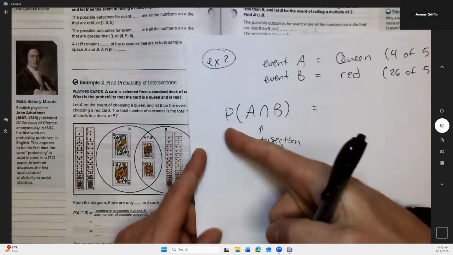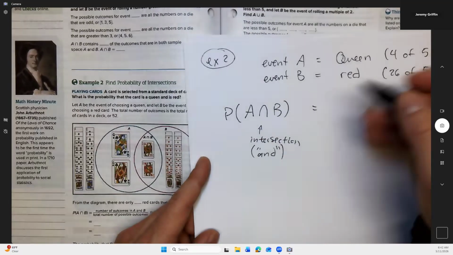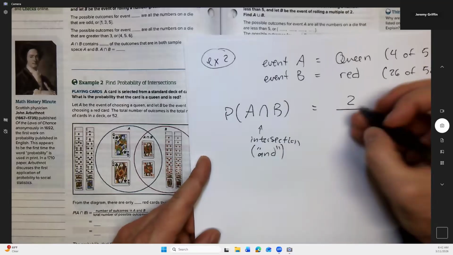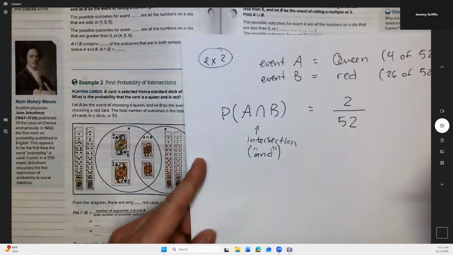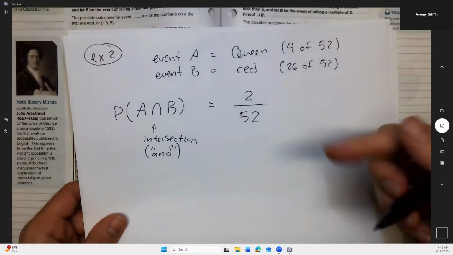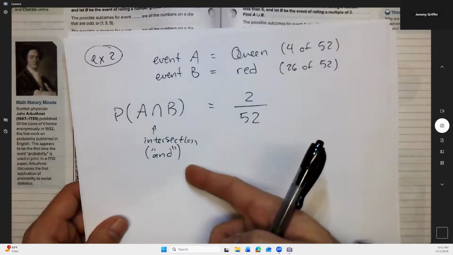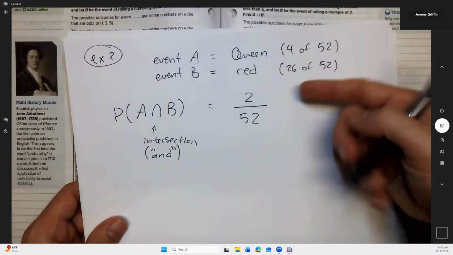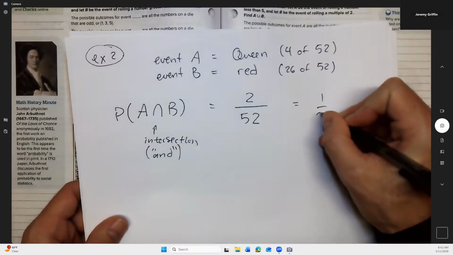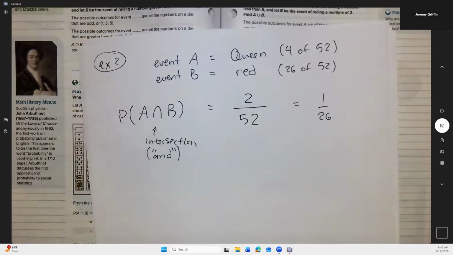Okay? But now the fact that we're doing probability, that was not different than the last one. I'm going to make a fraction, 2 out of 52 cards. Because if you just draw one card, you could draw any of these 52 cards. But for this particular situation, that you want to be both red and queen, there's only two ways for that to happen. So it's a 1 out of 26 chance that reduces to as a fraction.